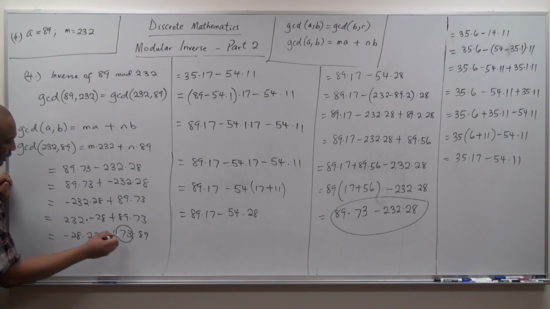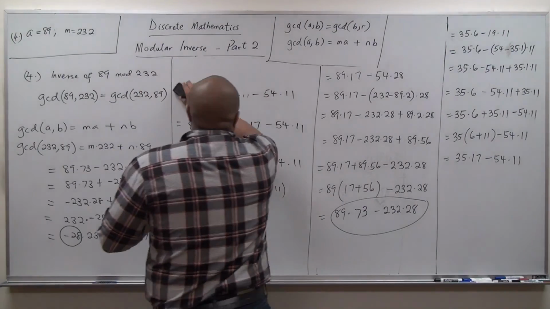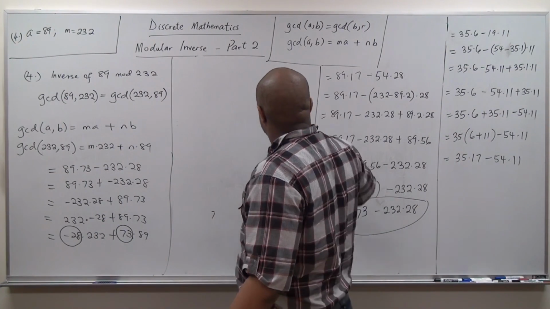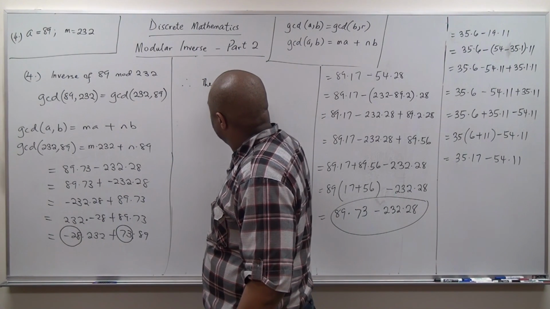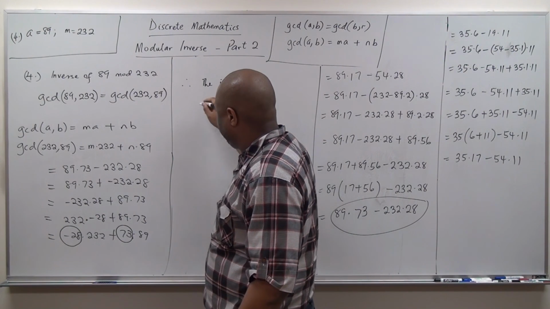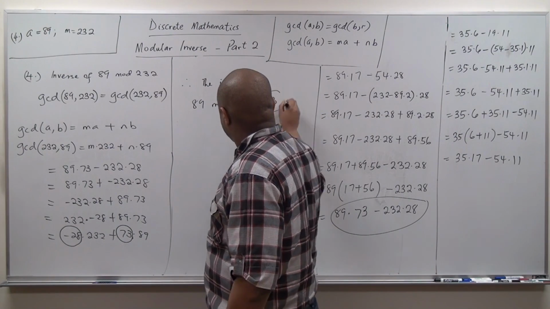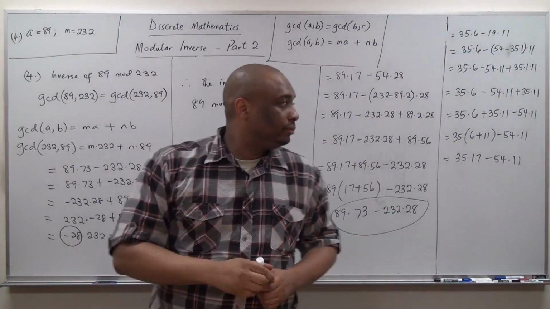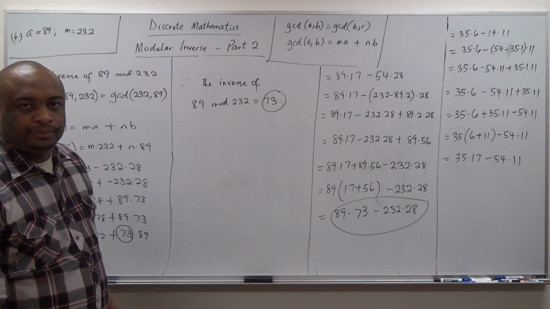So we see 73 and we see negative 28. These two are the Bezout's coefficients. And if you multiply this and subtract, when you do this, you'll get 1 as a GCD. So we can now say that, therefore, the inverse of 89 mod 232 is equal to 73. The inverse of 89 mod 232 is equal to 73. Okay?